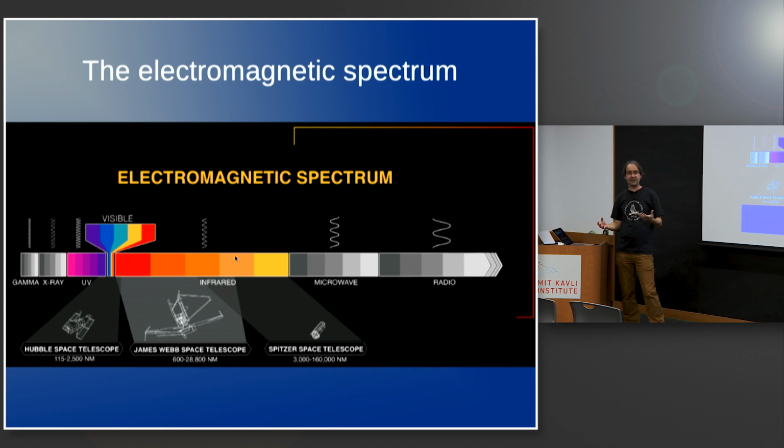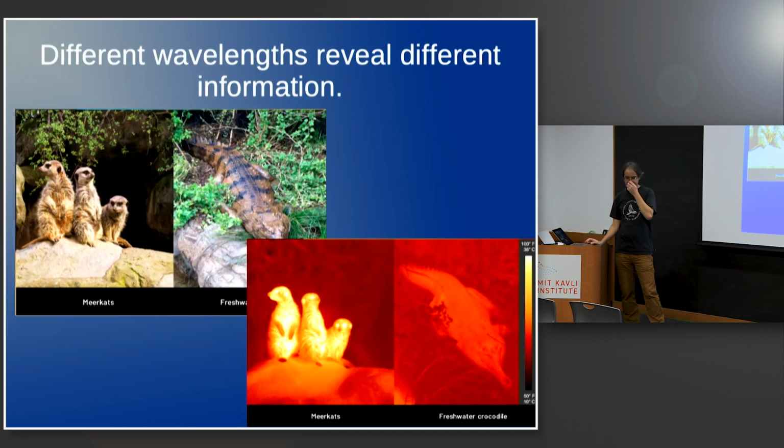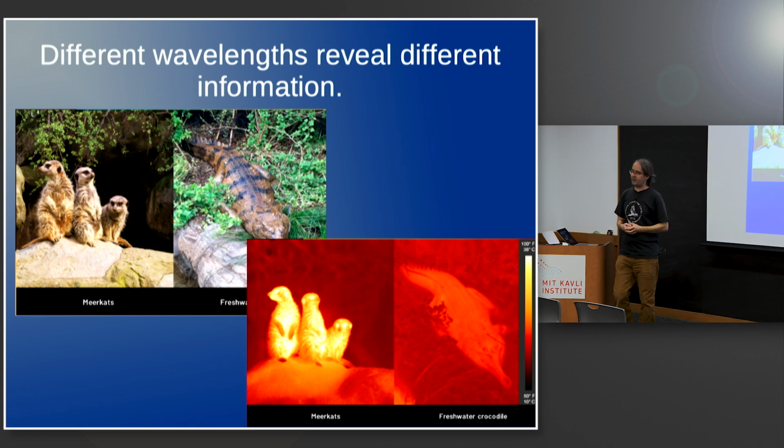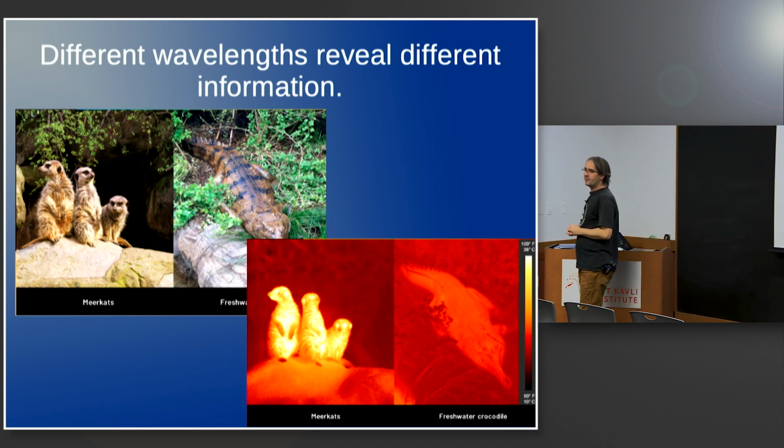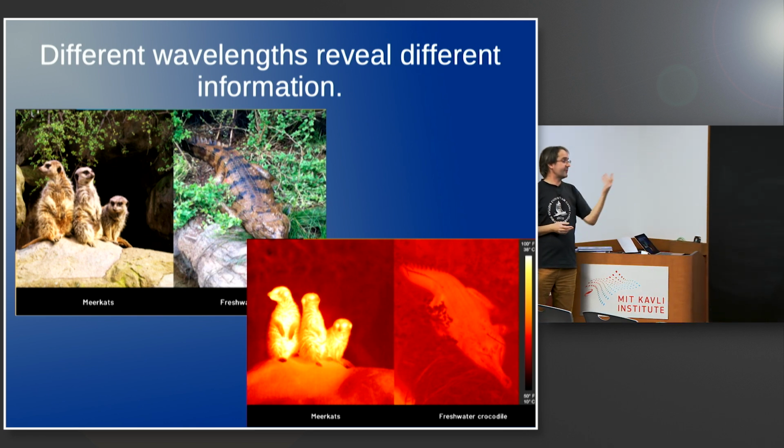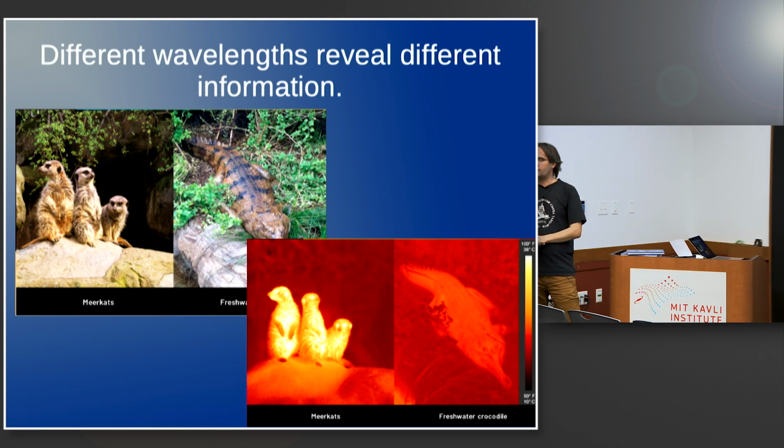And by building the right telescopes and the right instruments, we can get a lot more information than if we were just looking in visible light. Here's an on-Earth demonstration of why that might be interesting. These are two animals, right? Meerkats and freshwater crocodiles, observed in two different wavelengths.